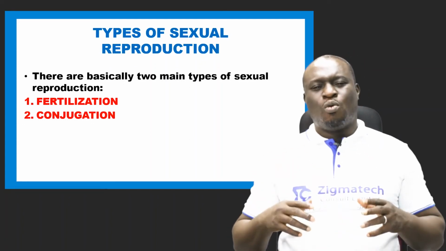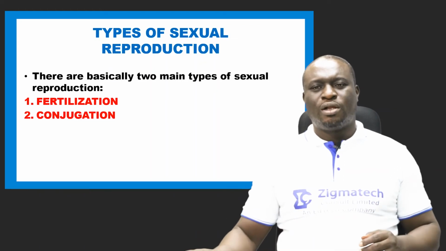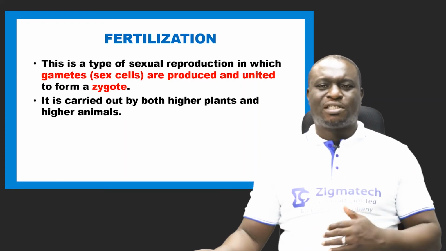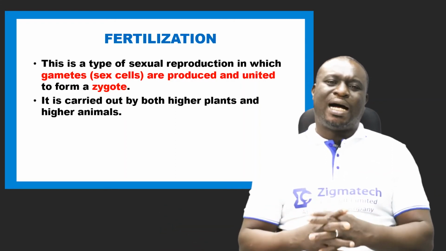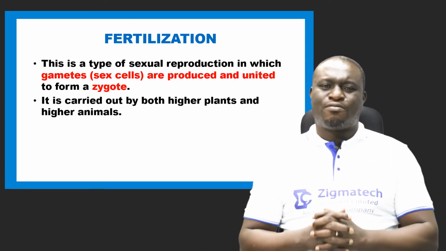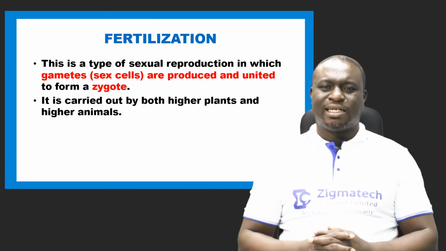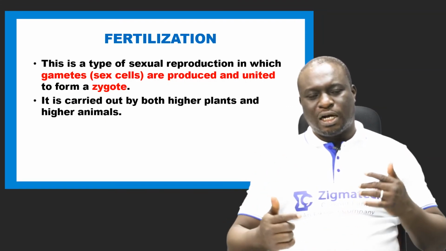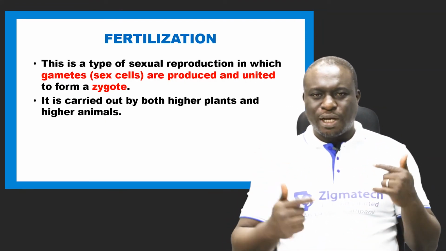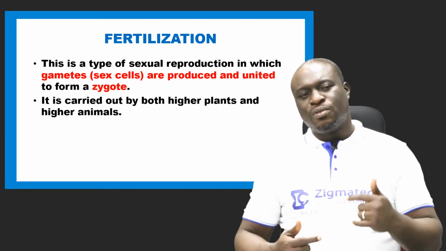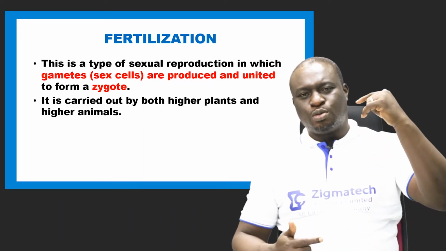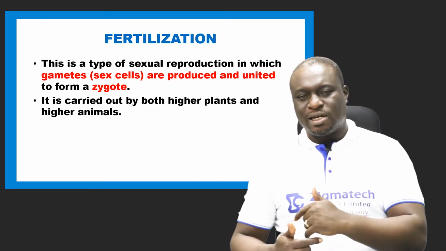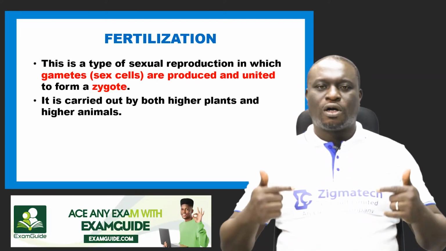Now let's look at what happens during fertilization. During fertilization, gametes are produced and gametes are united to form a zygote. Now, this zygote undergoes development and changes into an embryo, and from an embryo, it develops into a fetus. And from a fetus, it is then delivered as a young individual.